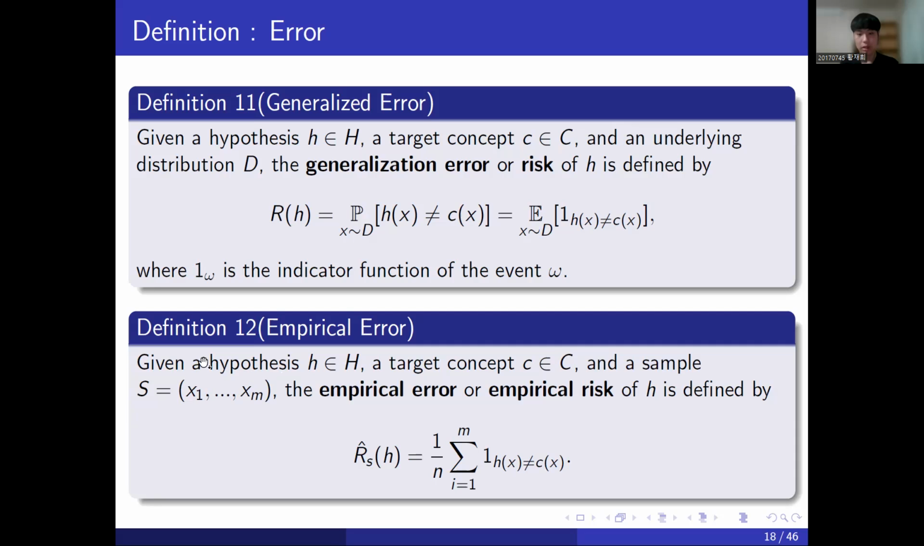So let's look at the empirical error. Given a hypothesis h in H, target concept c in C, and a sample S like this, the empirical error or empirical risk of h is defined by this. If you see these terms, you can think that this is kind of similar to an average of the generalization error, and I think that is okay.